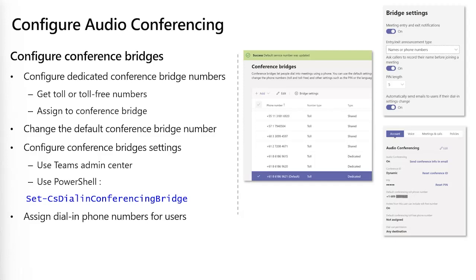For the bridge settings, do you want meeting entry and exit notifications? Again, if it's a large meeting, I would say no, because do you really want to hear the name or phone number of everyone joining the meeting? Probably not. If it's a small meeting, maybe that's okay. If so, do you want users to record their name before joining a meeting?